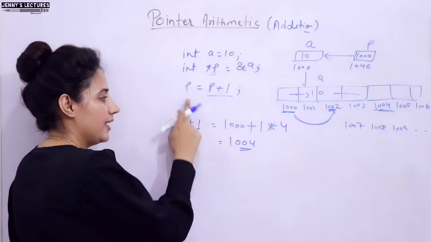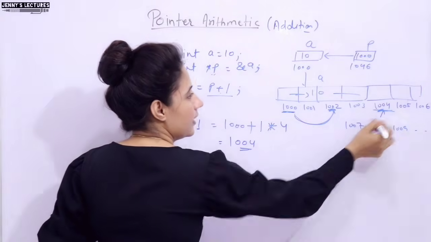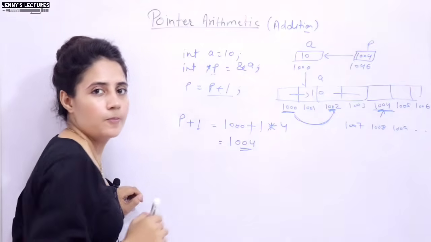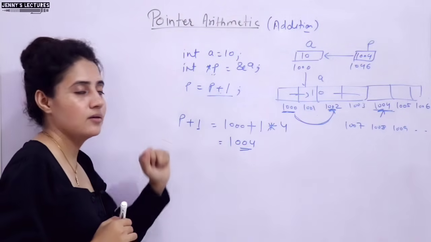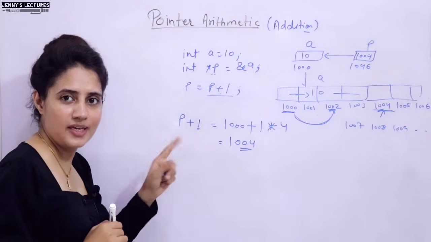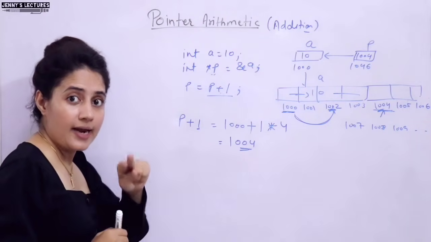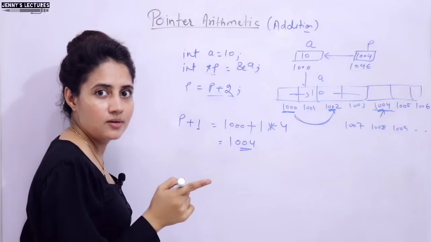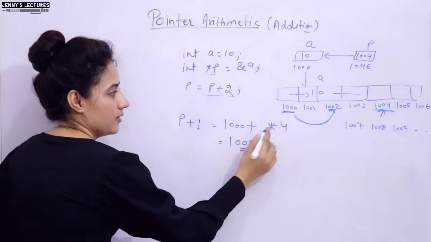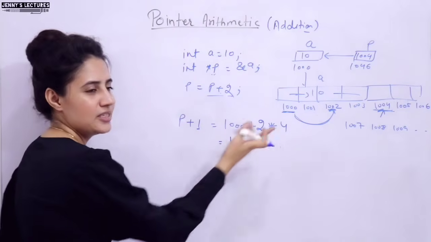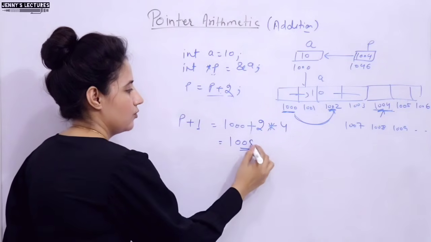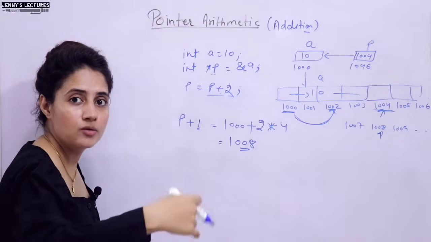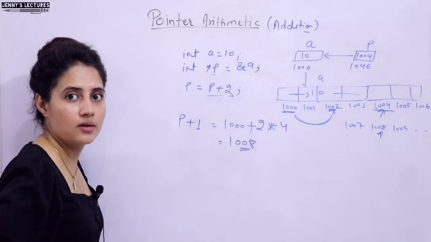So now p would contain 1004. Now p is pointing to here. After p is equal to p plus 1, here we will have 1004. So this is how you will add any integer value in a pointer, right? And if I want to add here 2, then what would be the answer? It would point to 2 into, obviously size of int would be 4, so 1008, it would point here. So it would point to the next element, we can say.